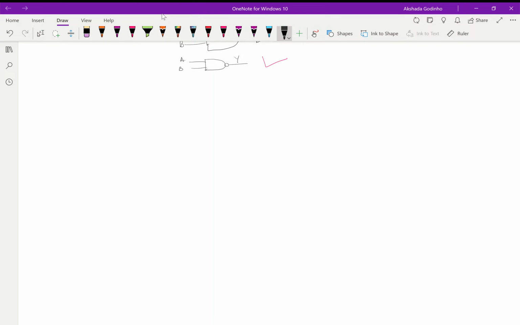Let us learn the truth tables. The truth tables are very easy to learn. The truth tables will tell us exactly what the function of each gate is going to be. So the first gate that we need to focus on is the NOT gate. It looks like this. We have an input, we have an output.